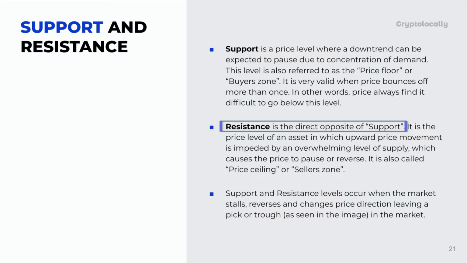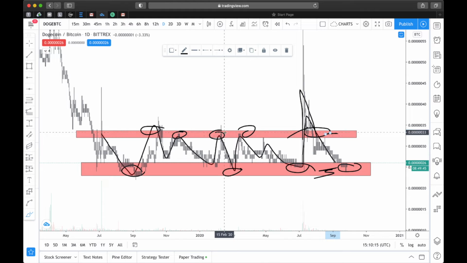So resistance is the direct opposite of support. As I said, in this scenario, you can see that the resistance always pushes the price down, support pushes the price up. If support is concentration of demand, resistance will be concentration of supply, and once supply is higher than demand, price tends to drop. We already discussed the effect of supply and demand on price. So when supply is more than demand, price drops, and that's the resistance level. When demand is higher than supply, price will rise, which is the support level.